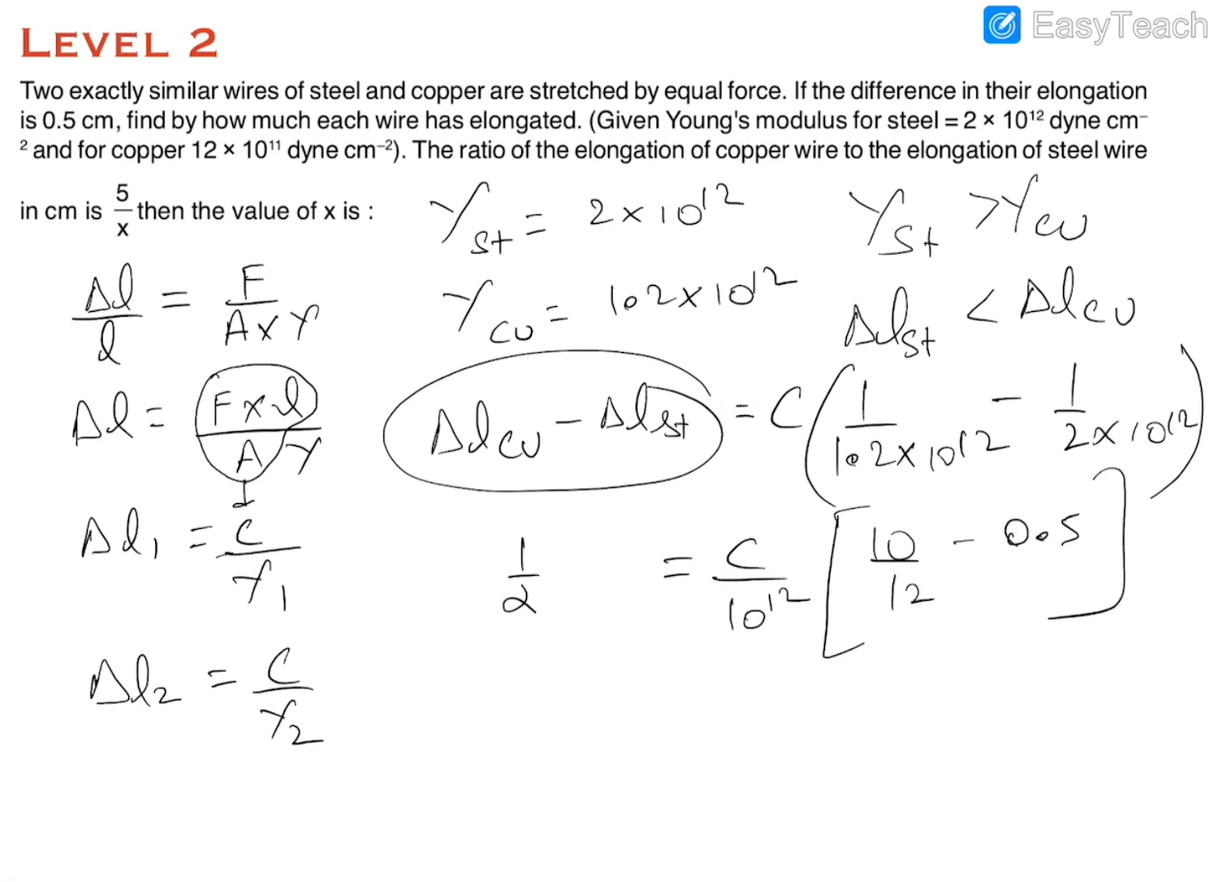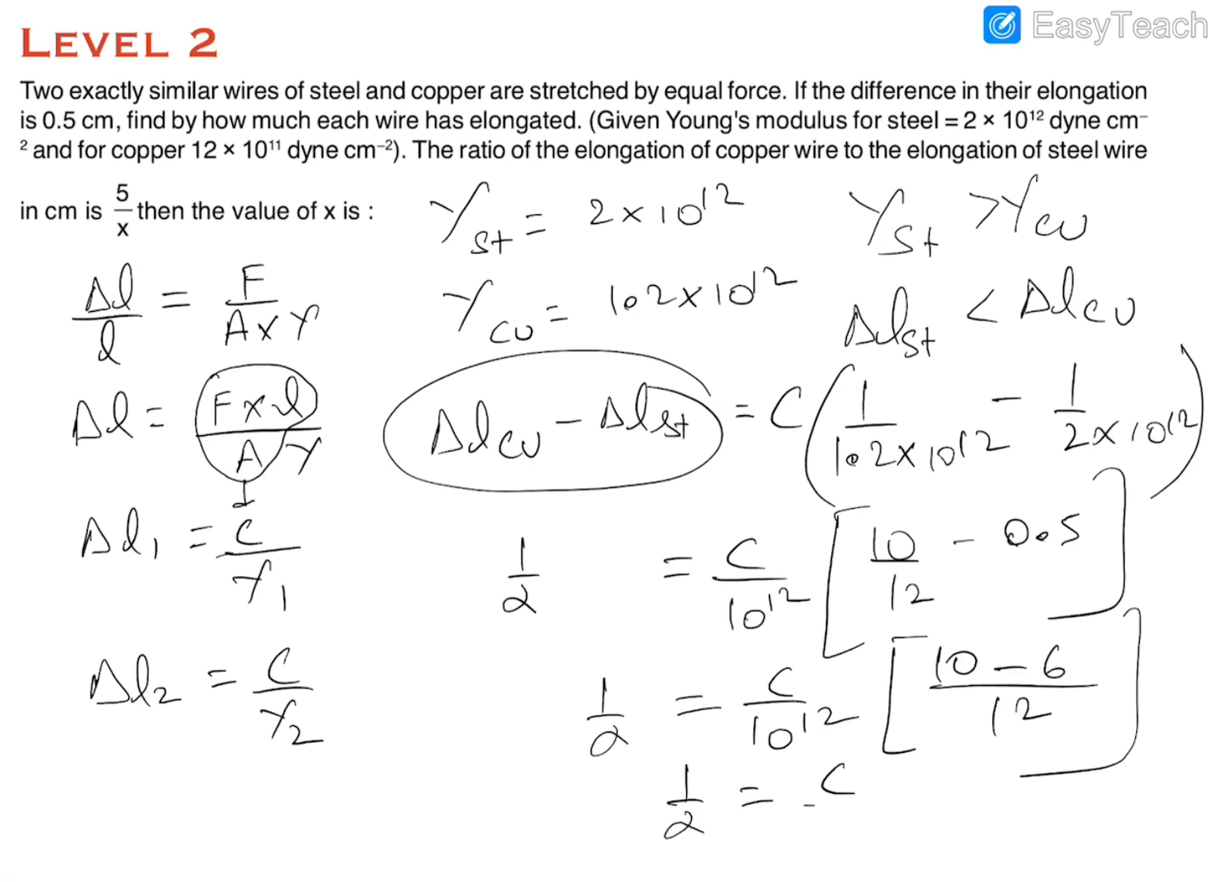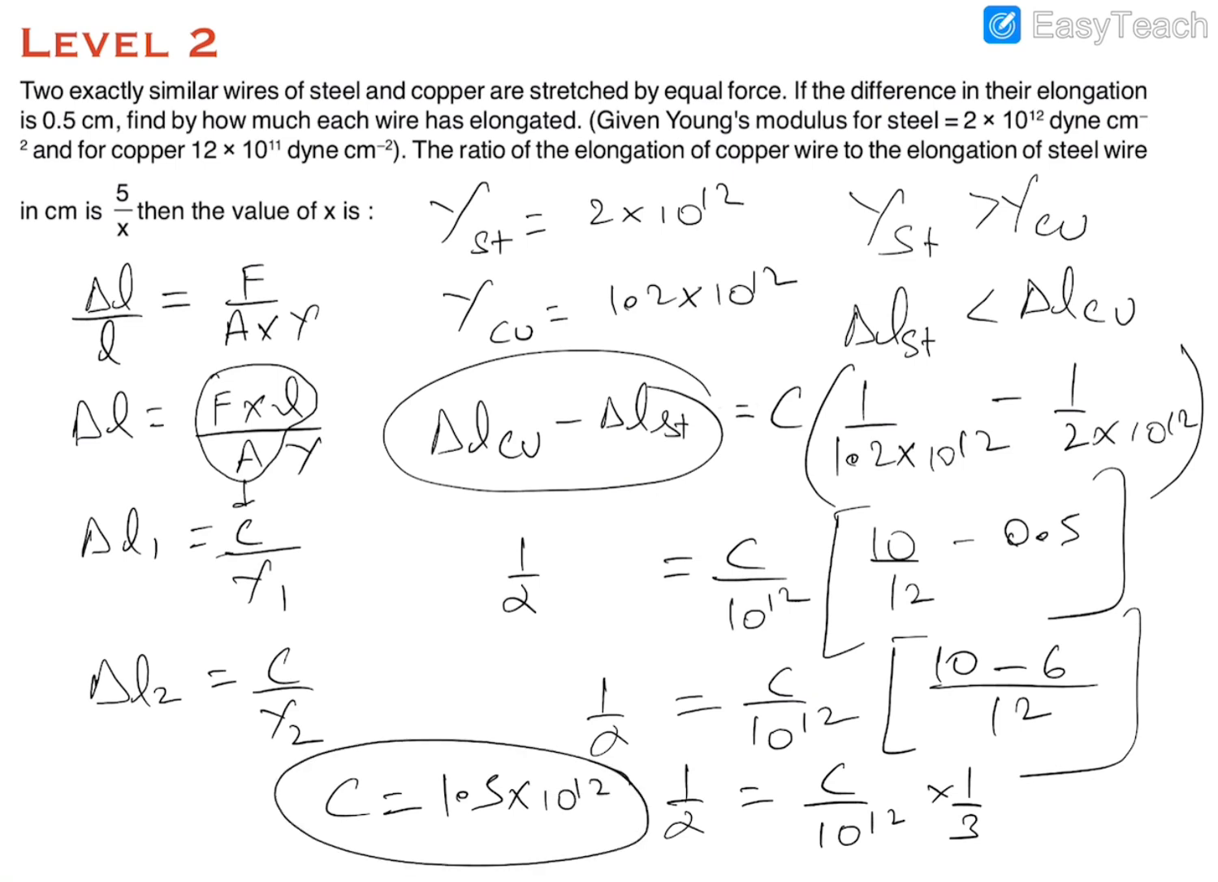Okay. So this is 1 by 2 and C by 10 raised to power 12, and this is 12 and 10 minus 6. So it is equal to 1 by 2, C by 10 raised to power 12, and this is 4 by 12, which is 1 by 3. So C is equal to 1.5 into 10 raised to power 12. This is the value of C.